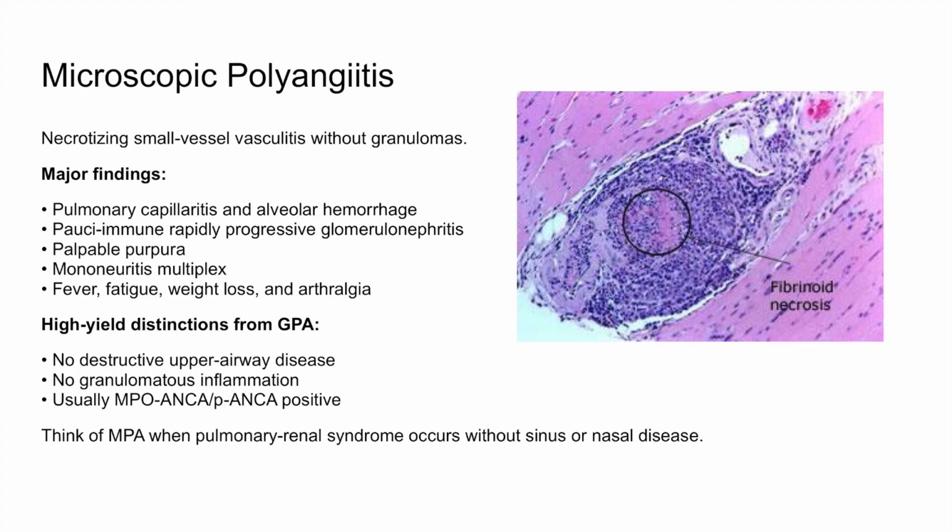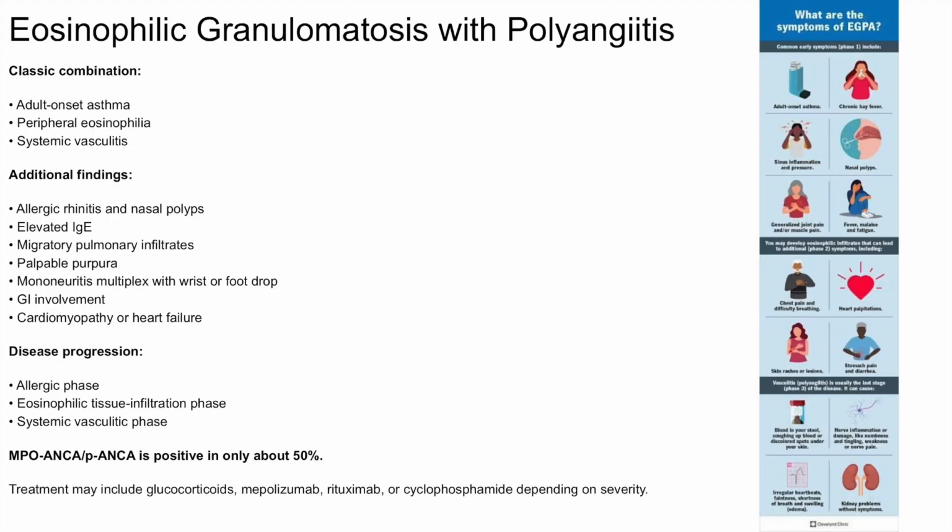Eosinophilic granulomatosis with polyangiitis, or EGPA, is recognized by a combination of adult onset asthma, peripheral eosinophilia, and systemic vasculitis. Patients often begin with an allergic phase marked by asthma, allergic rhinitis, and nasal polyps, and this may progress to eosinophilic tissue infiltration, producing elevated IgE and migratory pulmonary infiltrates, followed by systemic vasculitis. Vasculitis manifestations include palpable purpura, gastrointestinal disease, and mononeuritis multiplex, which can cause wrist and foot drop.